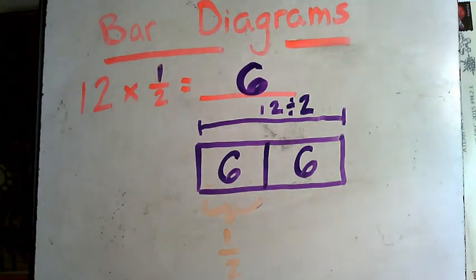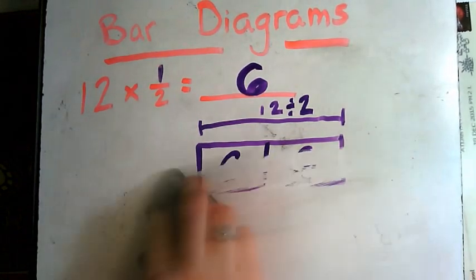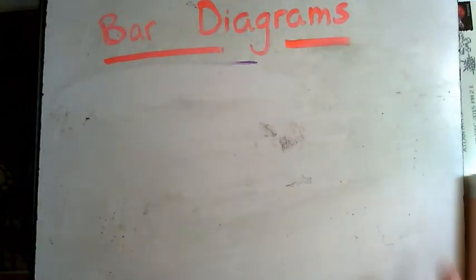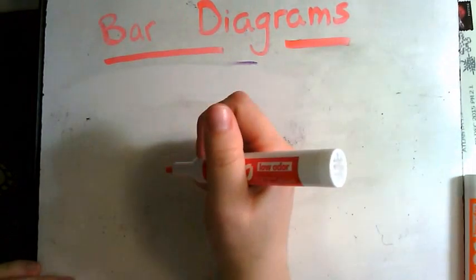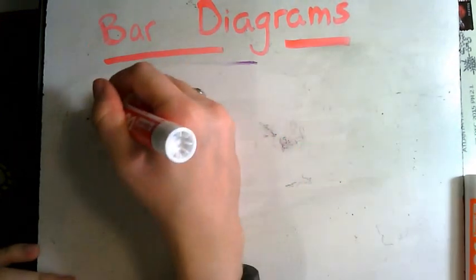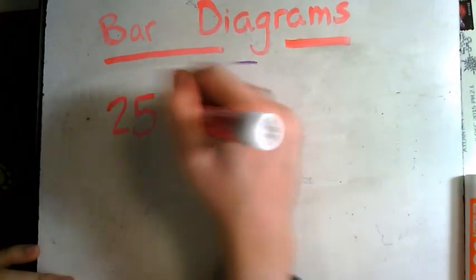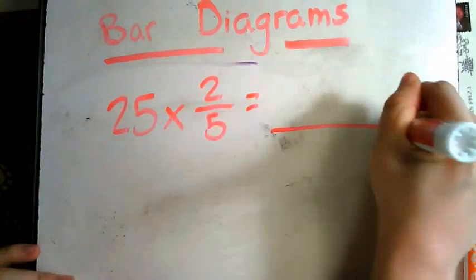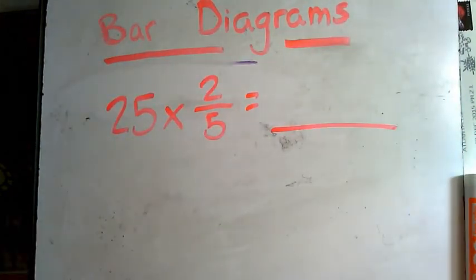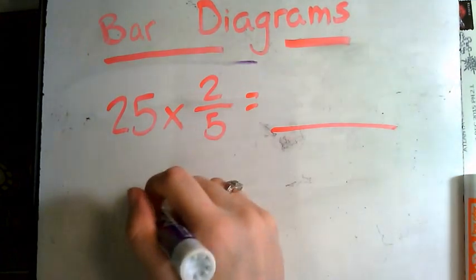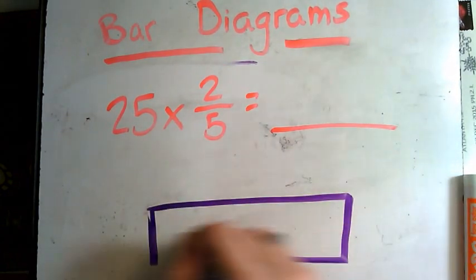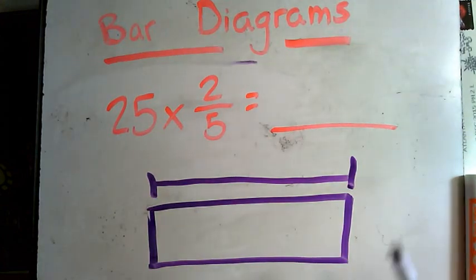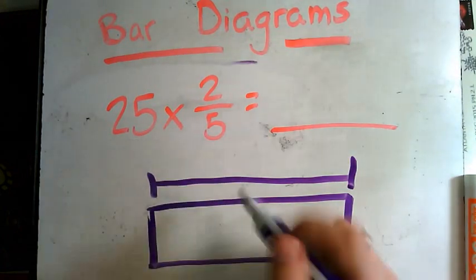That was a pretty easy one, so let's try a harder one. Let's look at the problem 25 times 2/5. Again, the first thing we do is we draw our bar model. And we need to label what the whole model is worth. In this case, the whole model is worth 25.